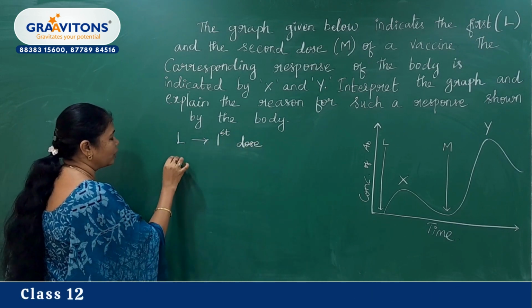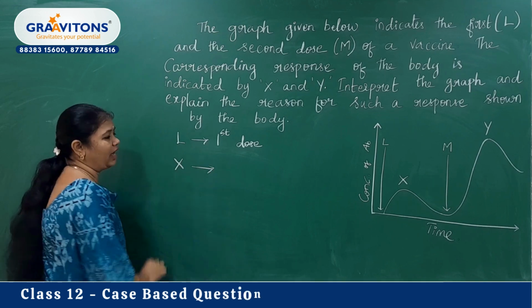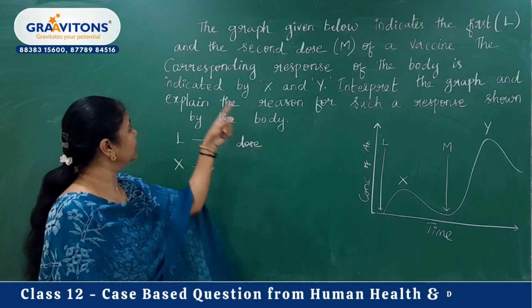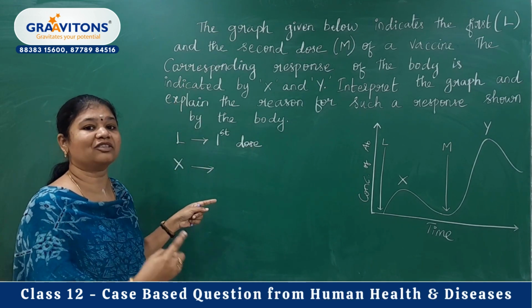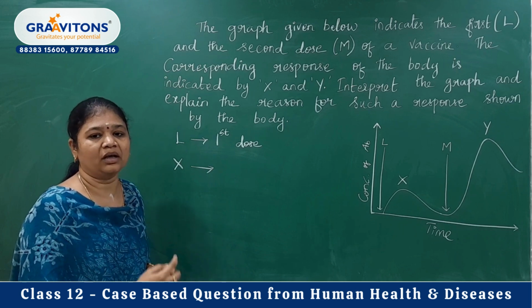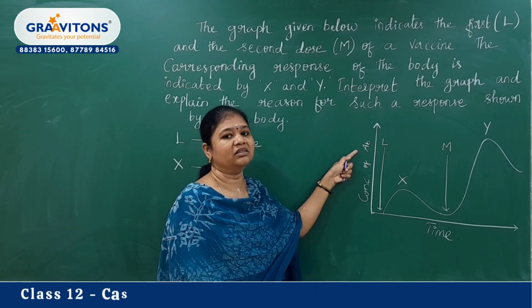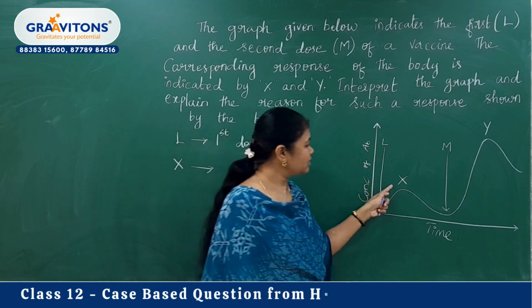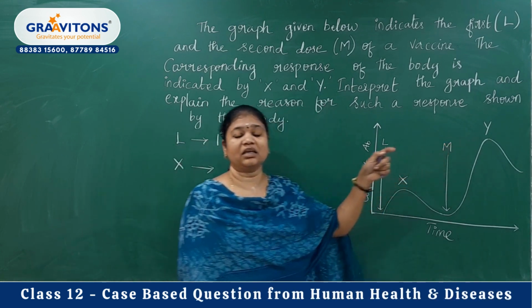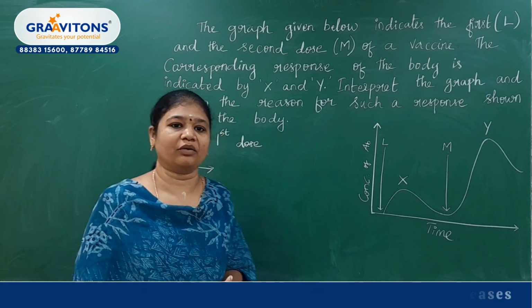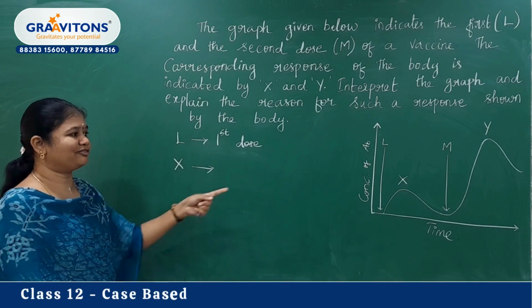Okay, and now coming to X and Y. So the corresponding response of the body, how will the body respond? By producing antibodies against the germs. So X and Y indicate the response of the body. Alright, so we have the data from the graph.